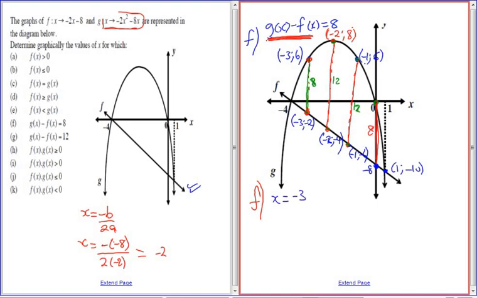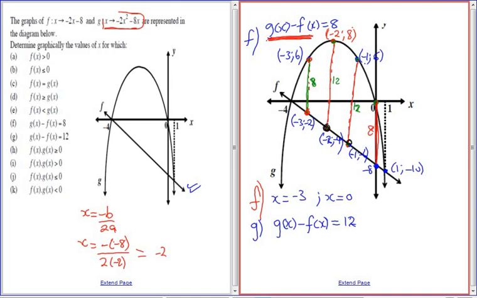And also at x is equal to 0. So I think you picked that up properly. Well, it's going to be easy now for us to do g, because we have already talked about what we are doing here. When is the difference between these two functions equal to 12? At which x values?